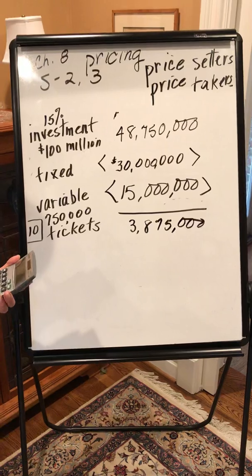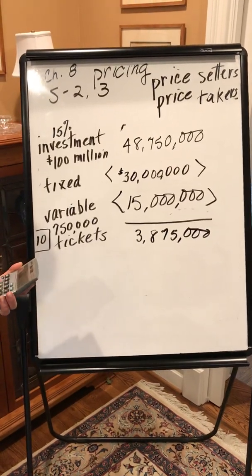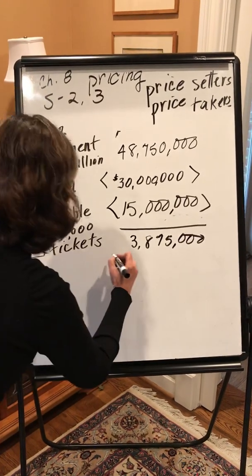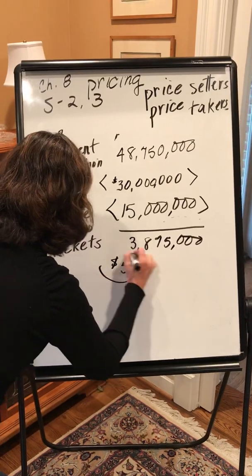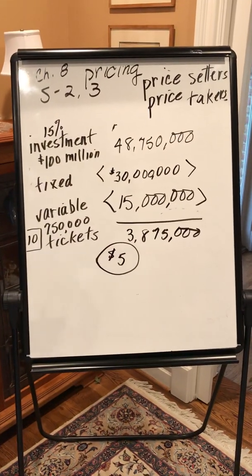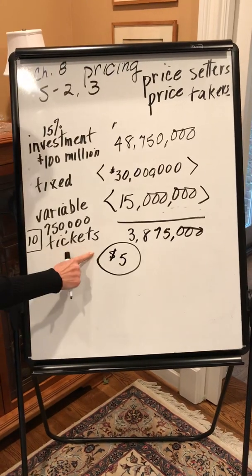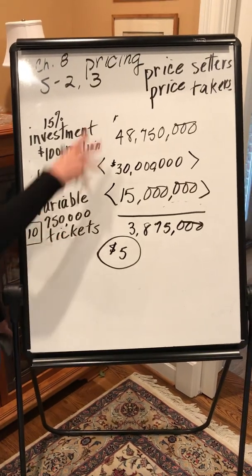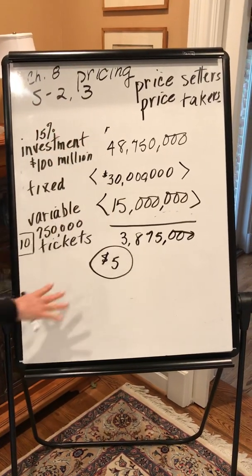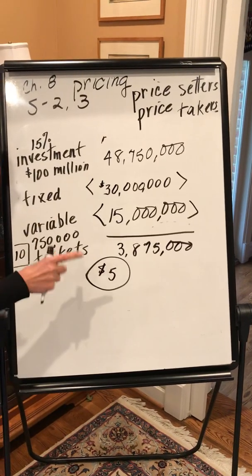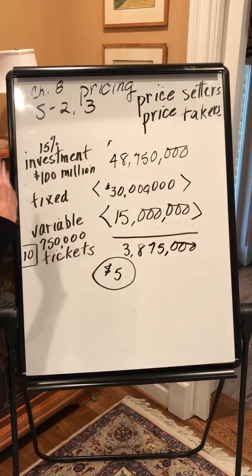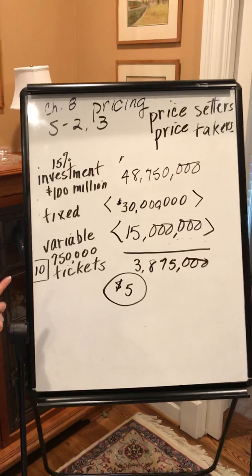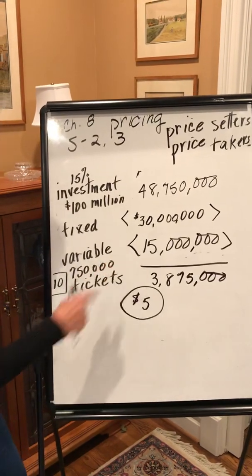So 3,875 divided by 750,000. So $5 for variable costs, which is a significant change and may not be realistic. But you can see how we can continue to adjust these amounts and see the impact, number one, on the reputation, whether or not they could get $75 versus $65 a ticket, what the investors would get, what happens with fixed costs, and what happens with variable costs.